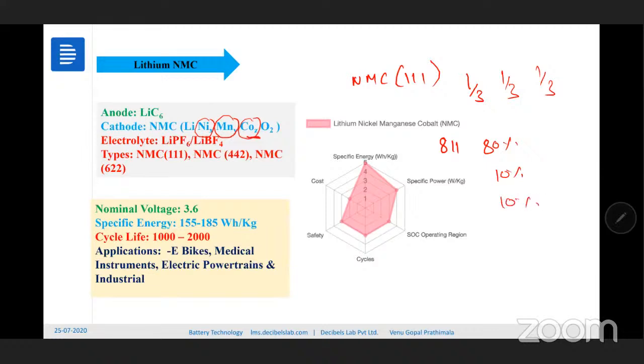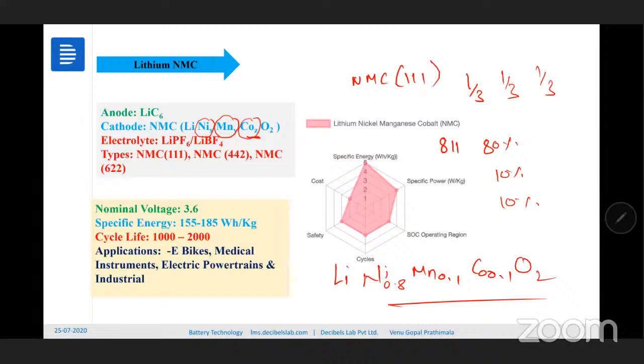So if you observe in the formula also, it will be 0.8 Ni, manganese 0.1, cobalt 0.1, lithium. It represents what percentage of these materials has been added into that particular cell. Each and every material added into this has a particular reason. If you add cobalt, it gives capacity. If you add manganese, it gives low internal resistance. If you add nickel, it gives stability to the cell.